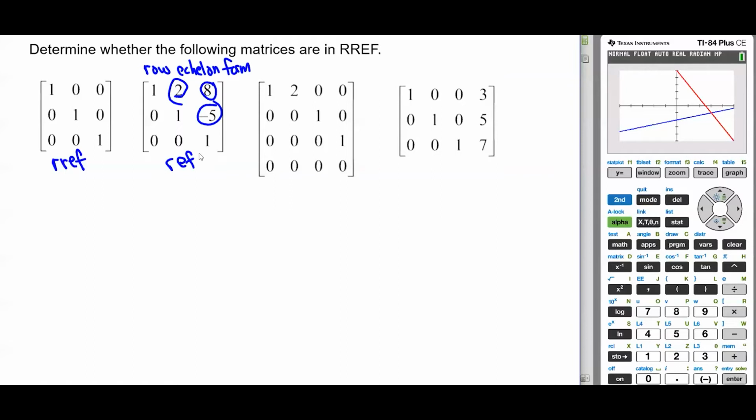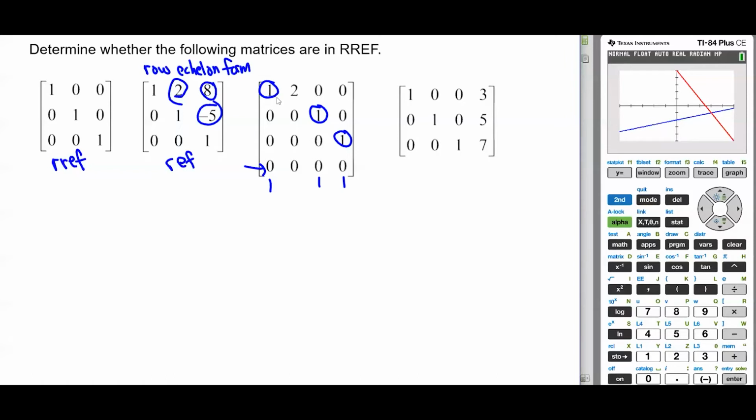So the next one is interesting, right? We do have a row of zeros, and it is at the bottom. We have these leading ones, the first non-zero entries in those rows. The last row doesn't have a leading one, but there's also no other non-zero entry, so that's okay. And there's only 3 columns that have leading ones, and in those 3 columns, all the other entries in the columns are zeros. So this one satisfies RREF as well. This is in reduced row echelon form.